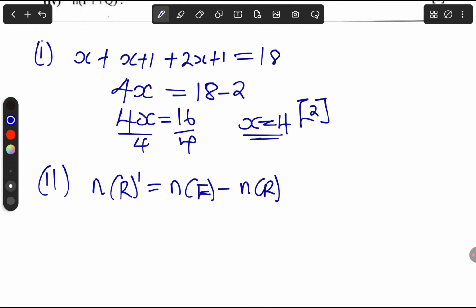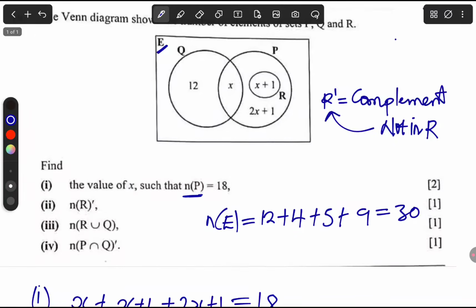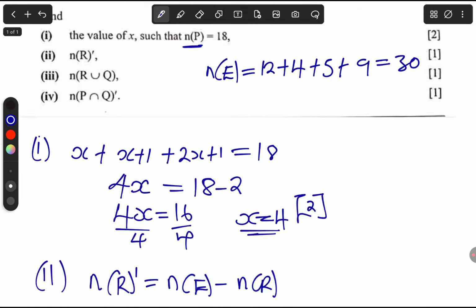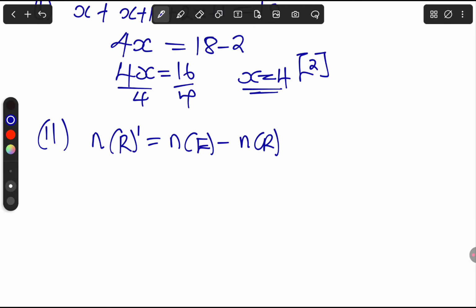So let us first identify the elements found in R. R is here. So the elements found in R is just x plus 1. And x plus 1 is just 4 plus 1, which is 5. So here, remember that we've got 30 minus 5. So the number of elements in R complement becomes 25.